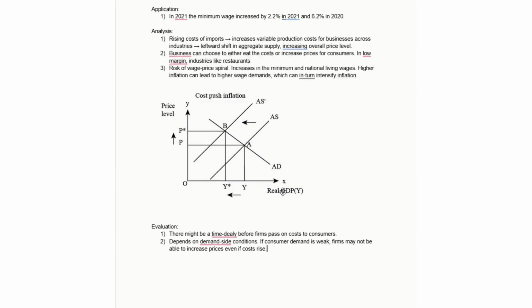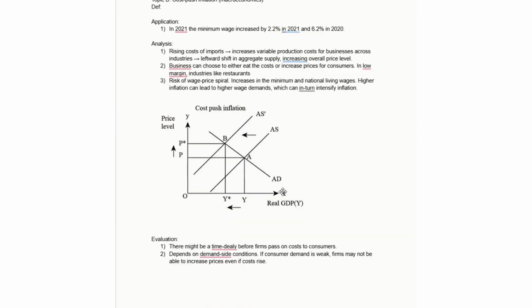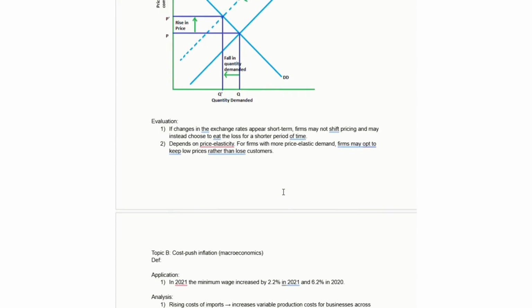You could also have other government responses. So if there's pro-inflationary pressure, you might get, for example, increases to interest rates in an effort to reduce demand, reductions in government spending, tax increases, if the government's really concerned about inflation. That's also something you could bring up in your analysis and evaluation.